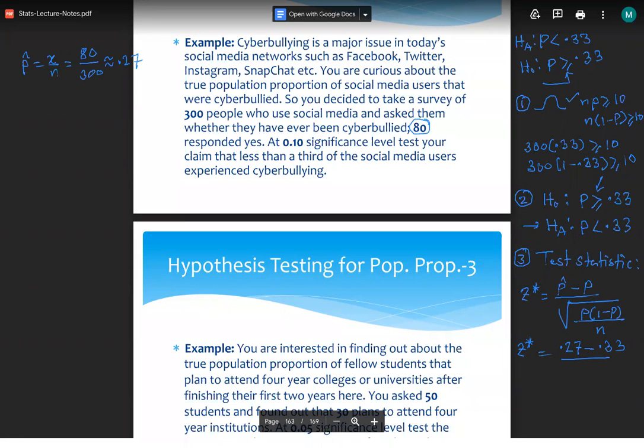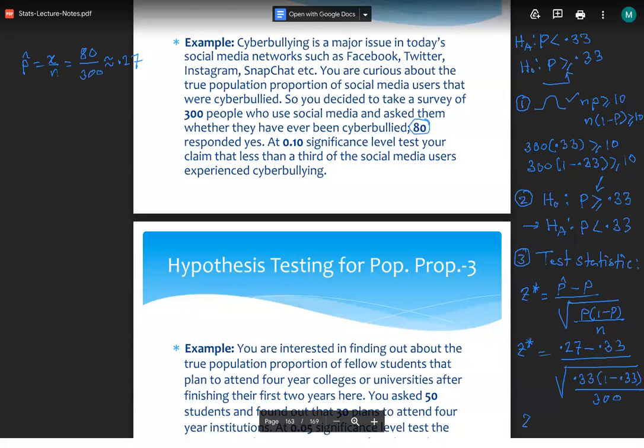All of it divided by the square root of P, 0.33 times 1 minus 0.33, divided by the sample size, that is 300. So I'm going to do the math here. So 0.06 divided by 0.33 times 0.67 divided by 300, to the power 0.5, that is negative 2.21.